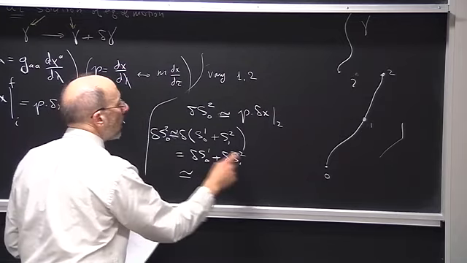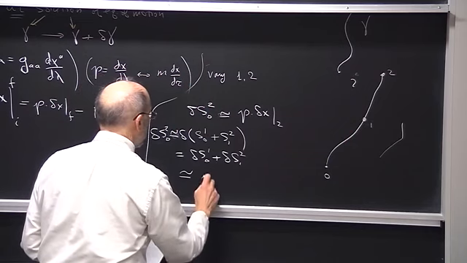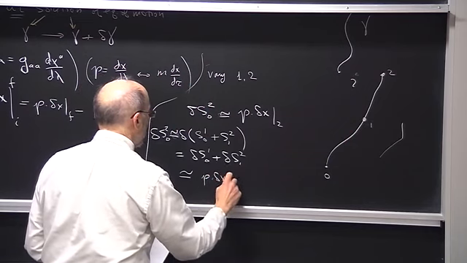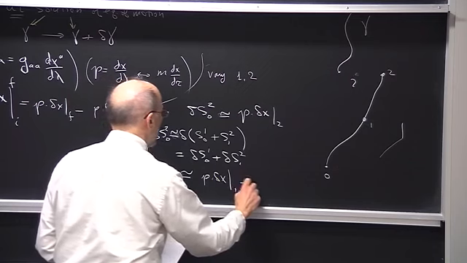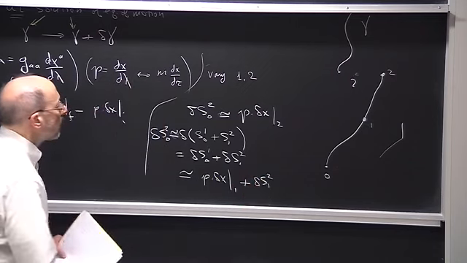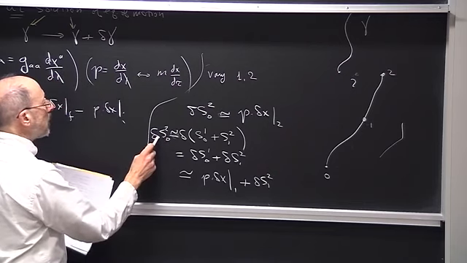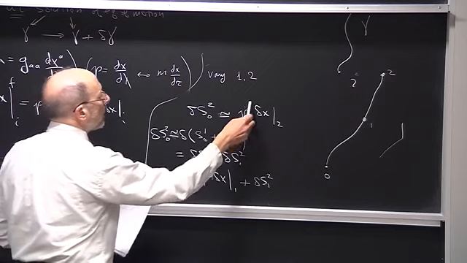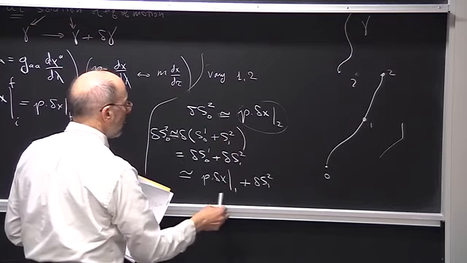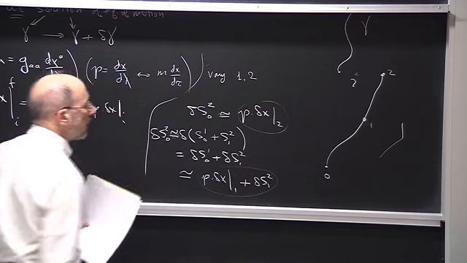So ds01, it's the same story again. We varied the final endpoint of that bit. So it's p dot dx1. And then we have the variation of ds12. So this is writing the variation of the full action in two different ways. On one hand, it's p dot dx at 2. On the other hand, it's p dot dx at 1 plus the variation of ds12.